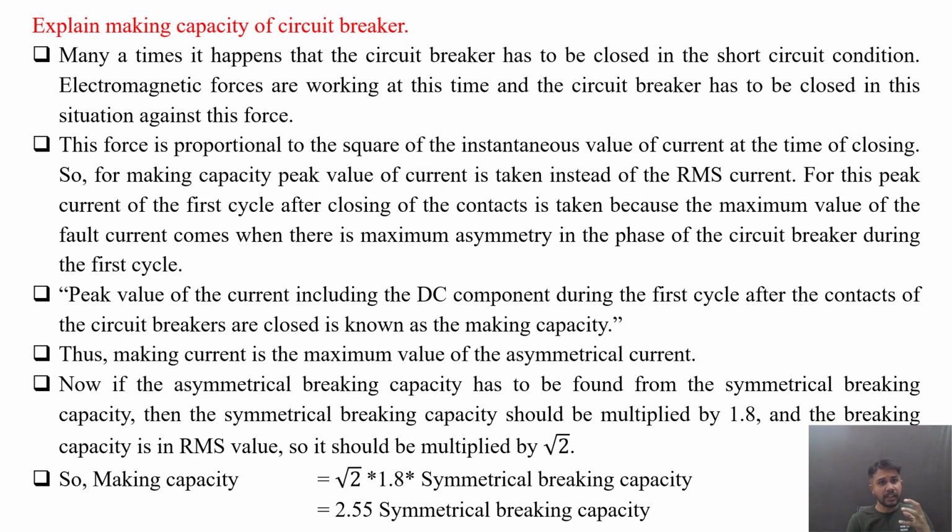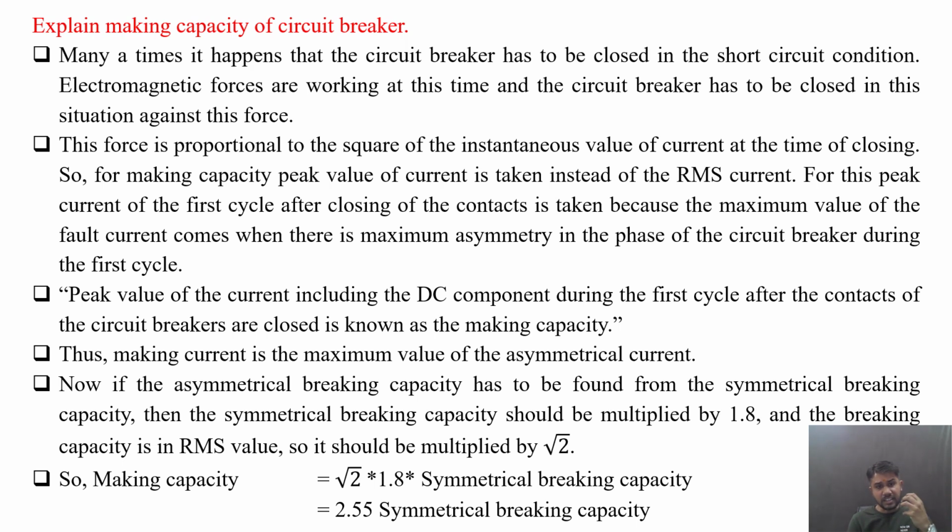For this, the peak current of the first cycle after closing the contacts is taken, because the maximum value of the fault current comes when there is maximum asymmetry in the phase of the circuit breaker during the first cycle. So it can be defined as the peak value of the current including the DC offset component during the first cycle after the contacts of the breaker are closed, known as the making capacity of a circuit breaker. Thus, making current is the maximum value of the asymmetrical current.